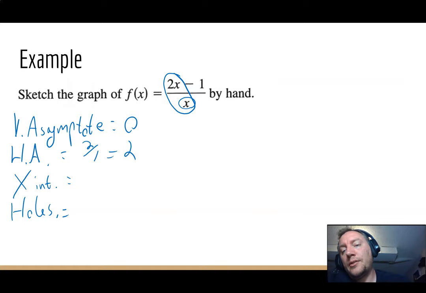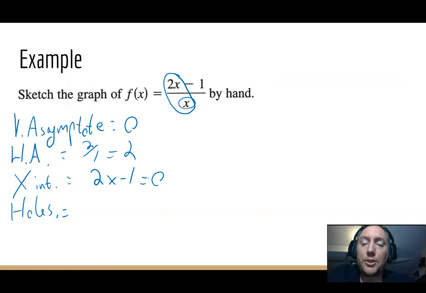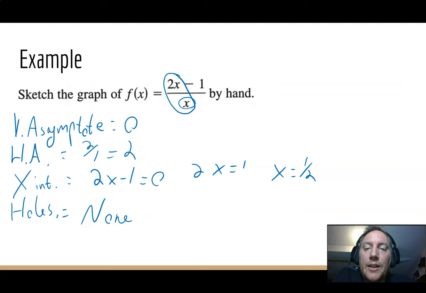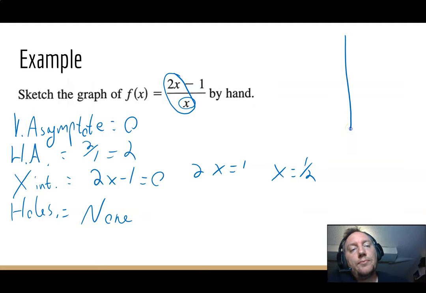X-intercepts: whatever makes the top equal zero. So if you're unsure, set the top equal to zero and solve it. So 2x equals 1, x equals 1/2. And then holes: a hole is anything that can be factored and canceled, but this one can't be factored. Nothing is going to cancel, so there are no holes. So this is all we need.